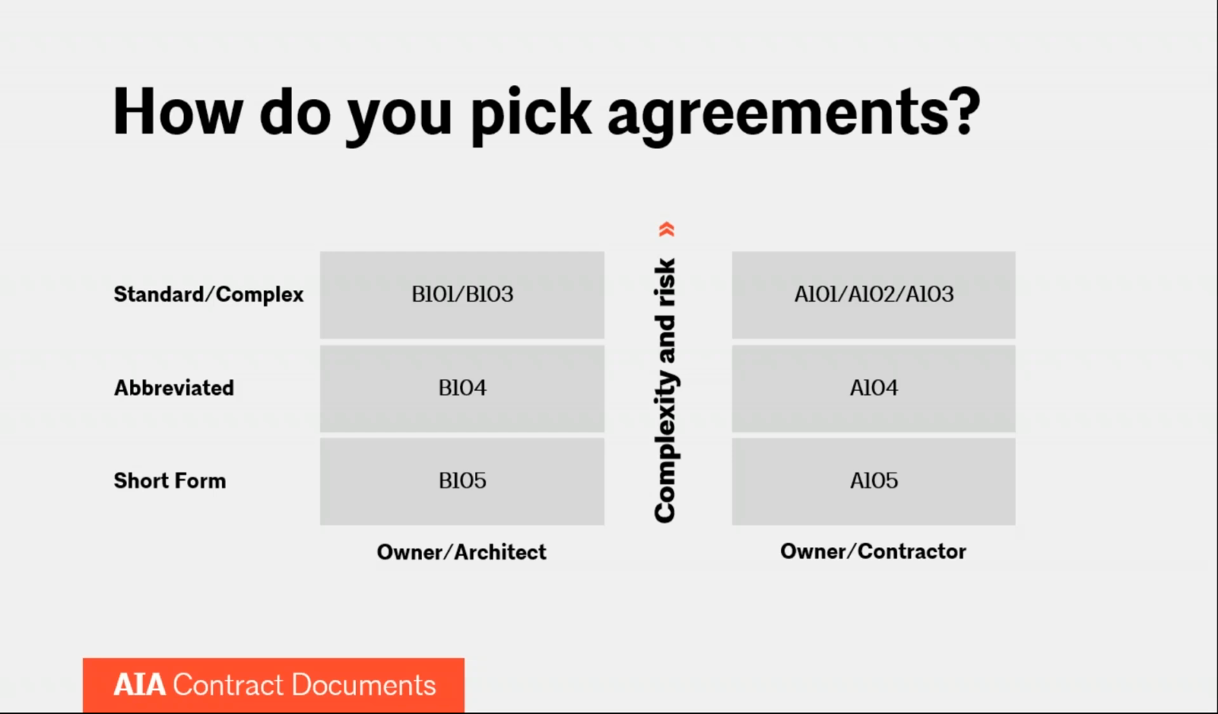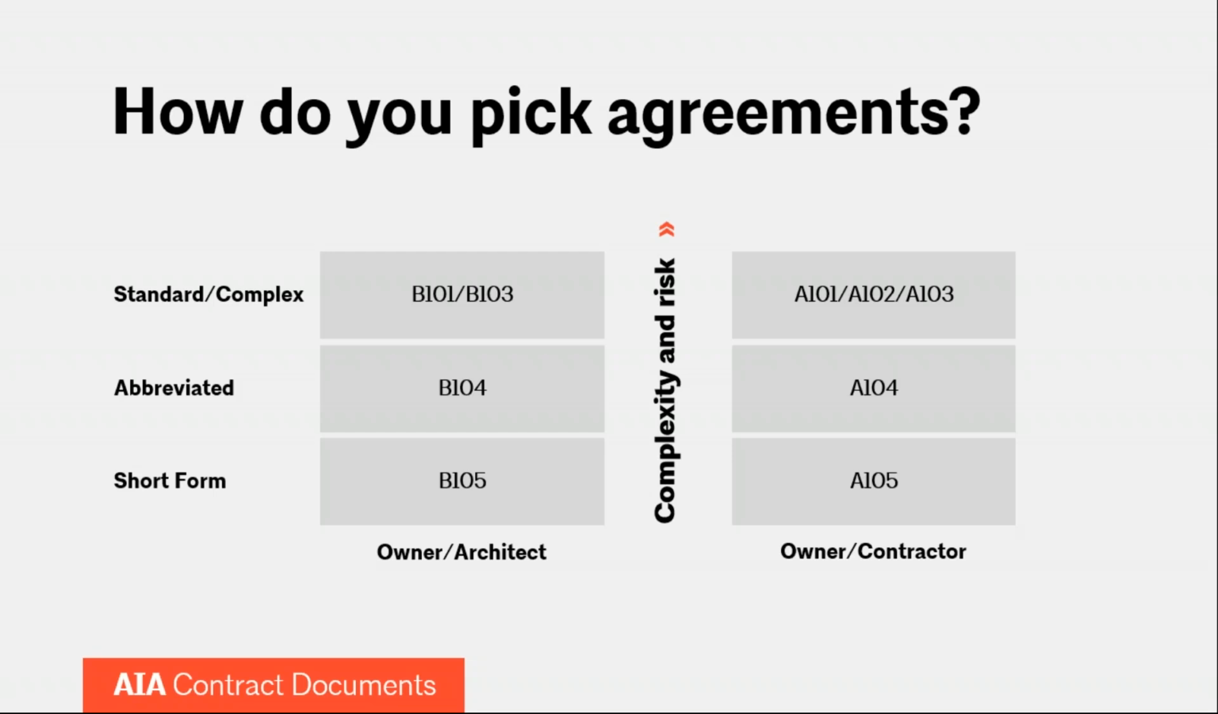There's no 5-step process here, so to speak, in determining which documents to use, but if you can answer some of those questions, you'll narrow it down to a few documents that the AIA has to offer, if not the document. So how do you pick documents? Let's say you had a design-bid-build project, whether it's private or public. You need to pick an owner-architect agreement.